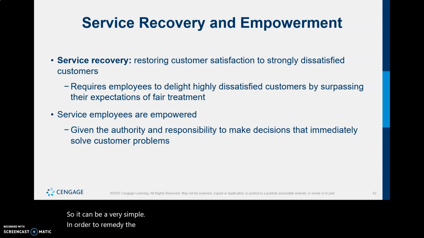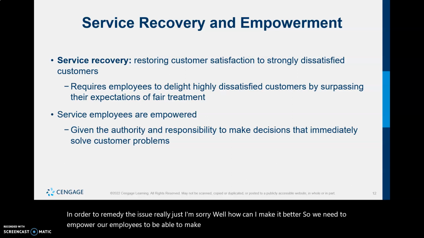Really just, "I'm sorry," or "How can I make it better?" So we need to empower our employees to be able to make those decisions to solve those customers' problems. And we talked about that in other chapters.